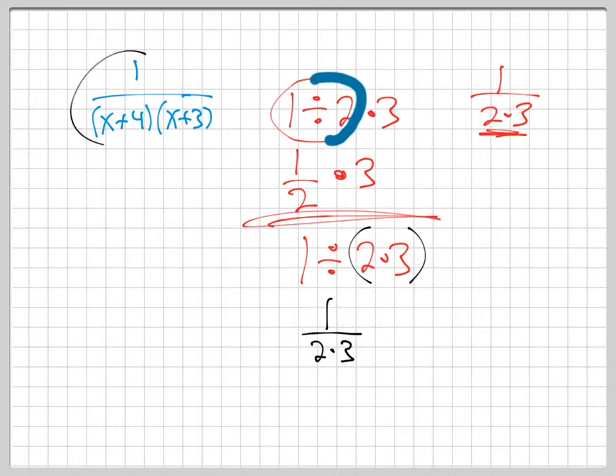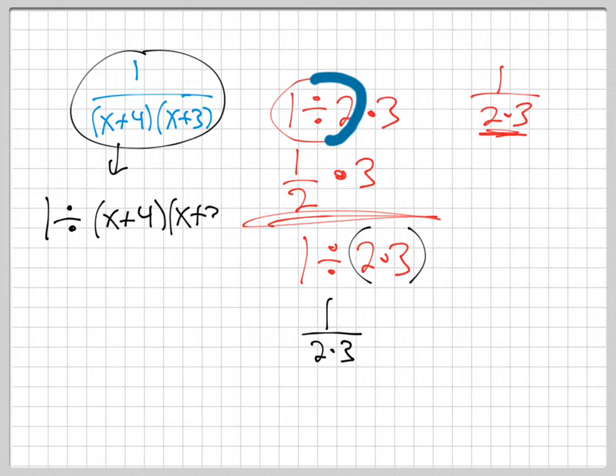So therefore, that is germane for how we type this in. How do we type this in then? 1 divided by parenthesis x plus 4, parenthesis x plus 3. Is that going to work right there? No. We need an extra set of parentheses. Where? This right here will not be right. You need an extra set. You need this and this.